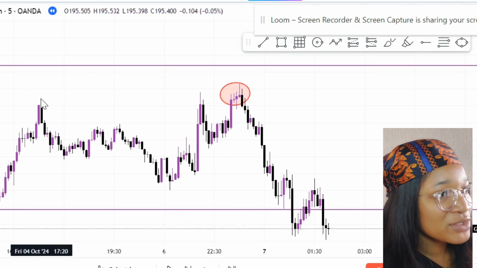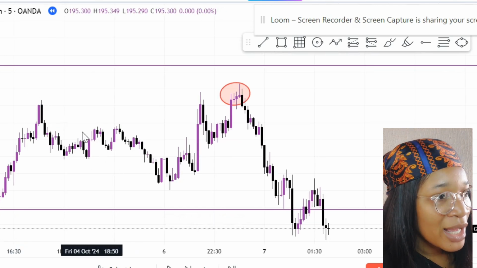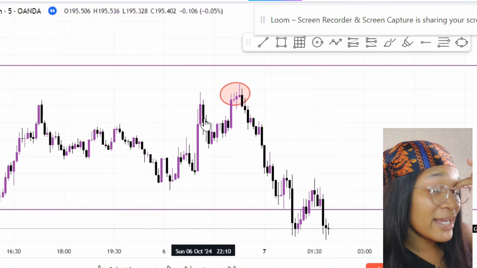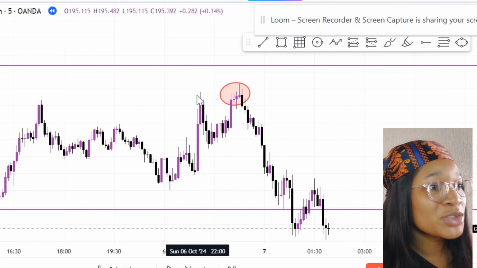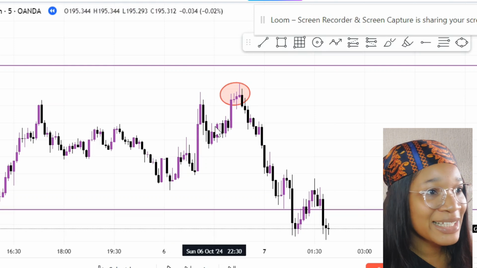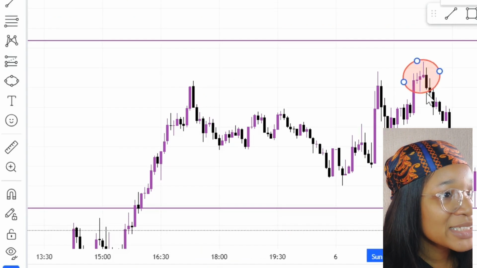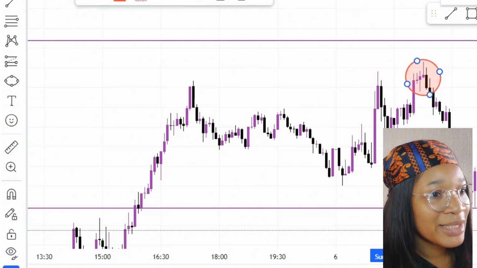Remember, it came here, it rejected it, came all the way down. I couldn't find a good spot to enter into the trade from. It came here again, did the same thing, came all the way to this point, rejected that price again, and then finally it came here and gave a very obvious evening star pattern, right?